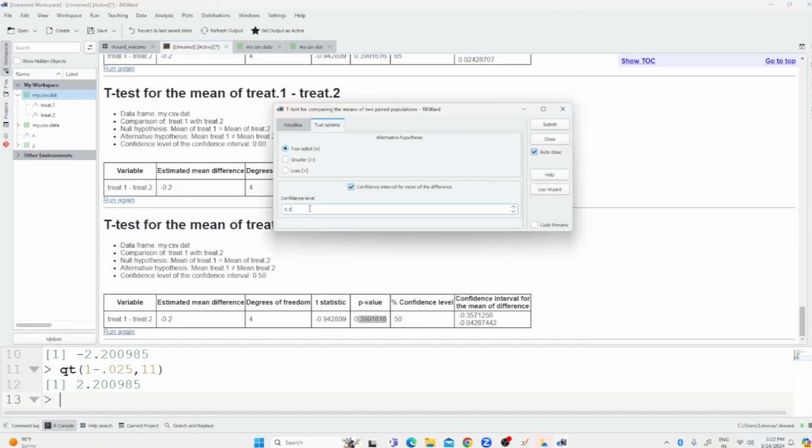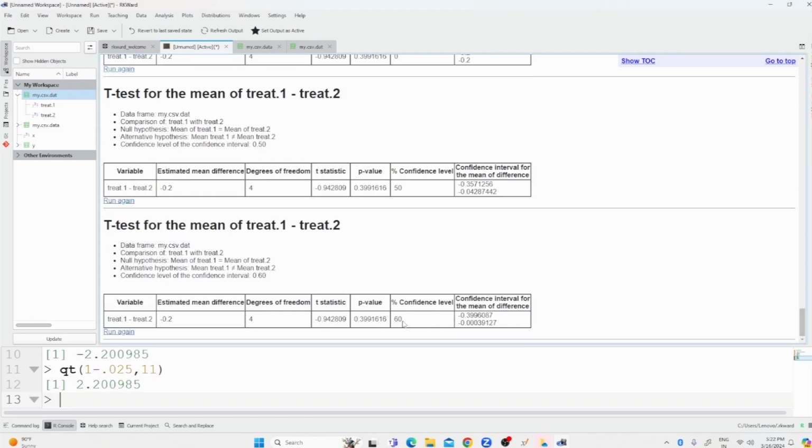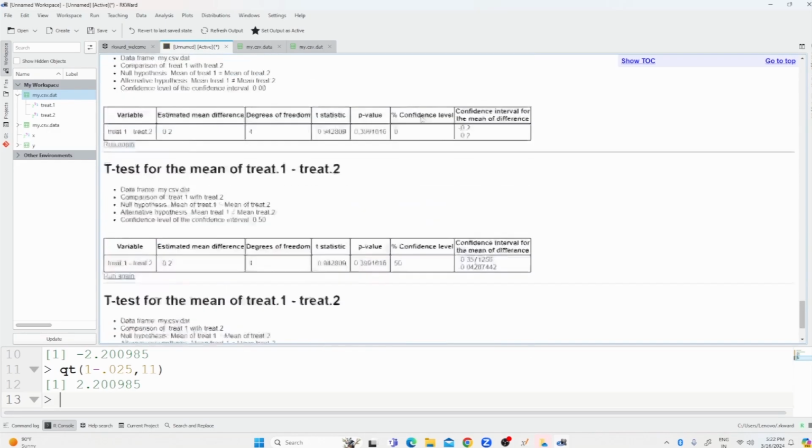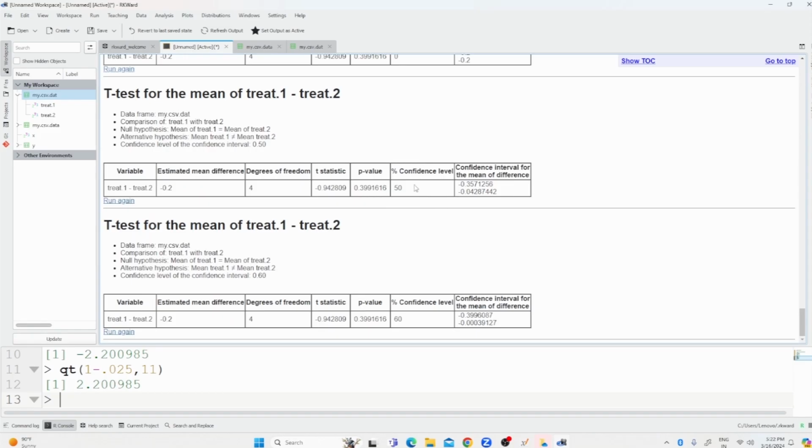This should work at 60% also. See, as I told you, the p value will not change, the statistic will not change, it is your benchmark which is changing. So, the change is happening on the rightmost columns. Here I entered 0 by mistake, here I entered 50.